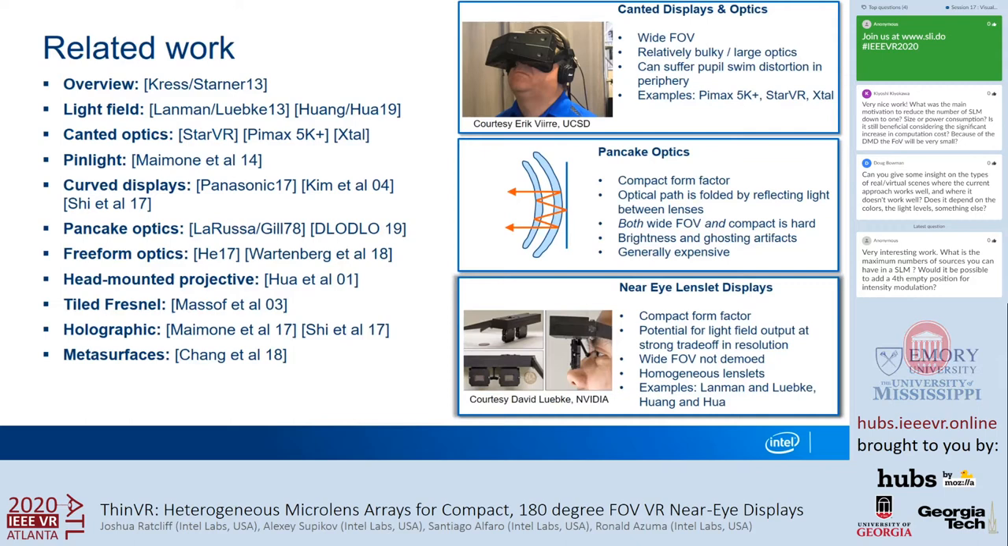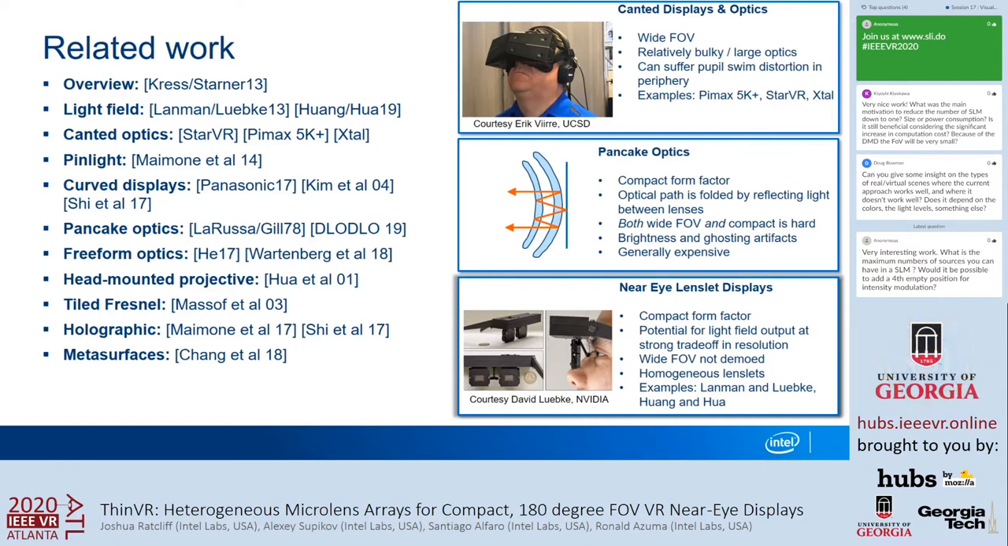There is a rich body of prior work in this area. Unfortunately, time doesn't permit me to go over everything. So I'll examine three categories that we found particularly interesting. First are what we call canted display systems. These displays tilt the angle of the display and/or the optics relative to the face, typically to provide ultra-wide fields of view in excess of 180 degrees.